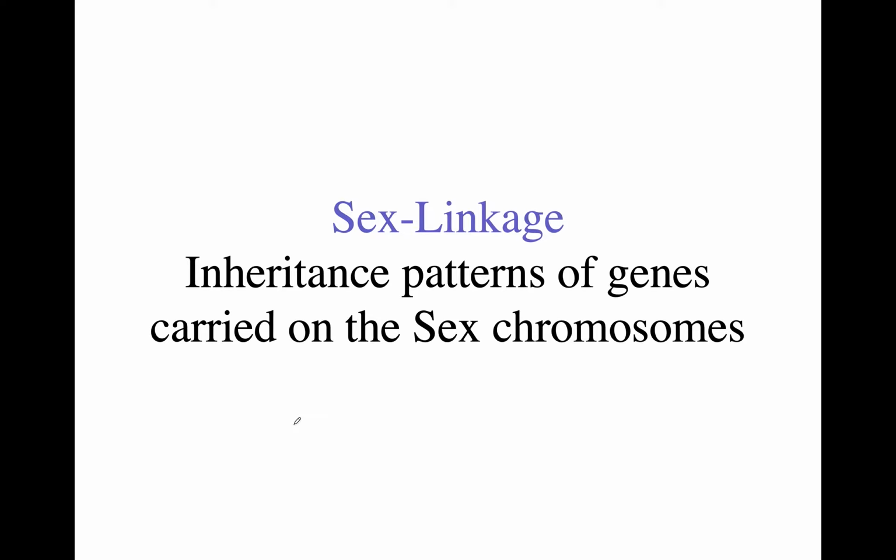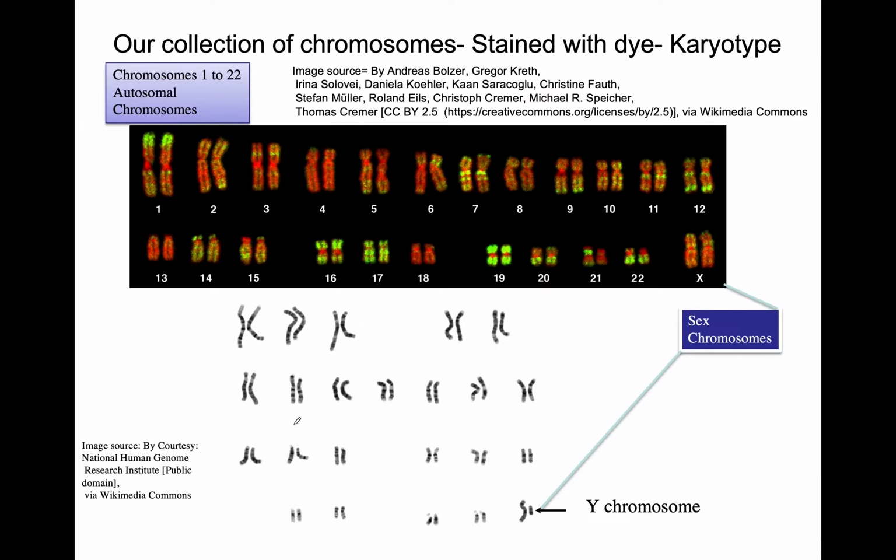So far, we've talked about inheritance of genes that are on chromosomes that are not sex chromosomes. And so now we're going to look at sex linkage and what is the inheritance pattern of genes that are carried on the X chromosome, because they don't necessarily follow exactly the inheritance patterns of other genes that are on other chromosomes, which we call autosomes.